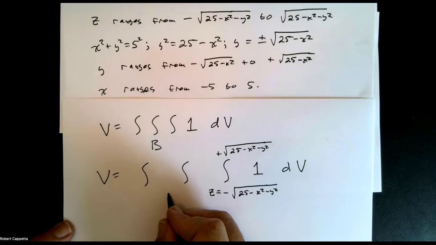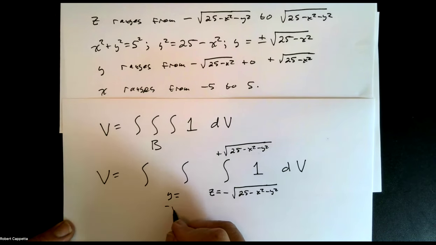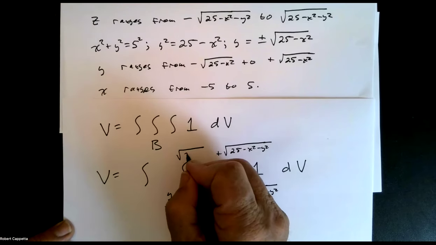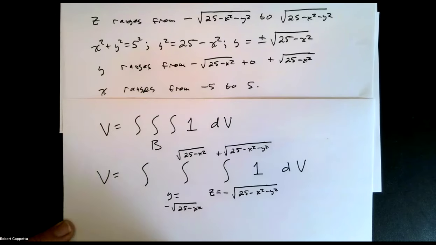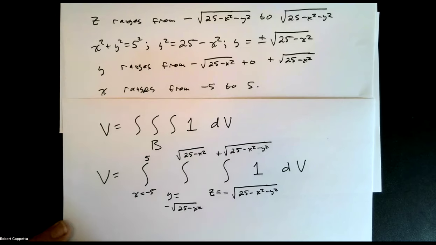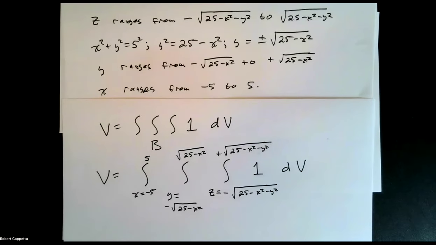Then how about y? What does y range from? Y ranges from negative root 25 minus x squared to positive root 25 minus x squared. And then what does x range from? X ranges from negative 5 to 5. And what is my dV order? It's really dz, dy, dx. So I have this, which you could imagine will be challenging to evaluate.